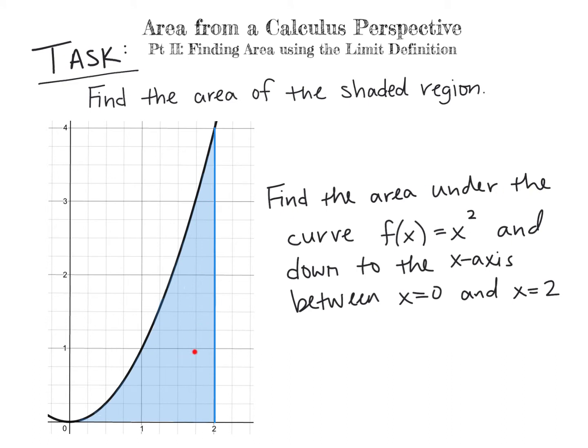So here's our task written out in a more specific way. This shaded region in blue is really the area under the curve f of x equals x squared down to the x-axis between when x is 0 and x is 2.